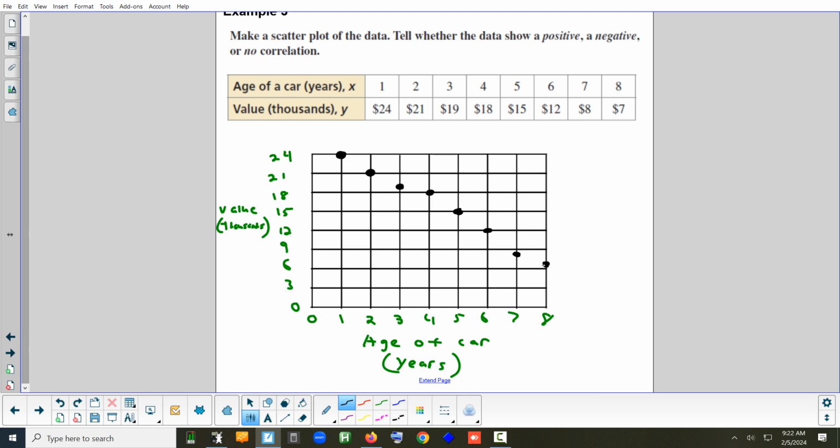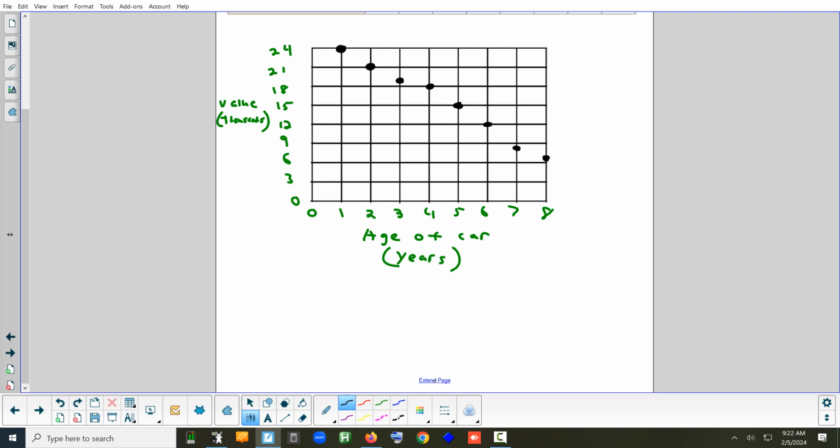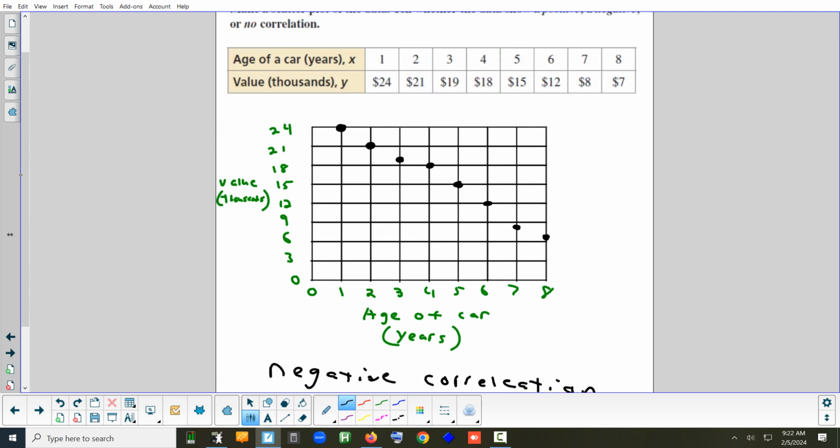Okay, we did that. Tell whether the data shows a positive, negative, or no correlation. What do you think? Negative. Yeah. I'd say it's definitely a negative correlation. Negative correlation. And what does that mean? So now if you had to tell somebody looking at this data in general, what does this chart tell you?